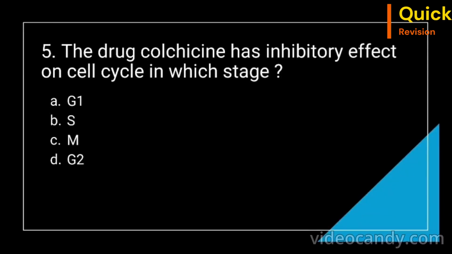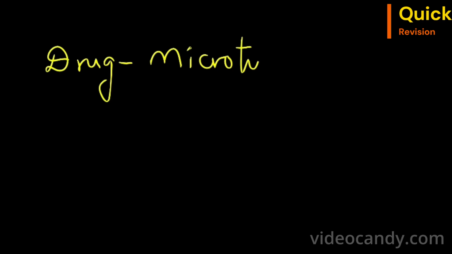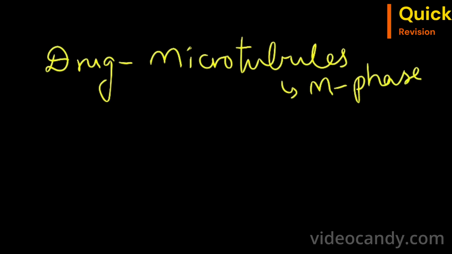Fifth question, the drug colchicine has inhibitory effect on cell cycle in which stage? So what do you mean by inhibitory effect? That means which is interfering or which is stopping. So let's see what the drug does and on which phase, and then you can answer it on your own. The drug colchicine basically interferes with the formation of microtubules. Where do we require these microtubules? In the M phase or the mitotic phase.